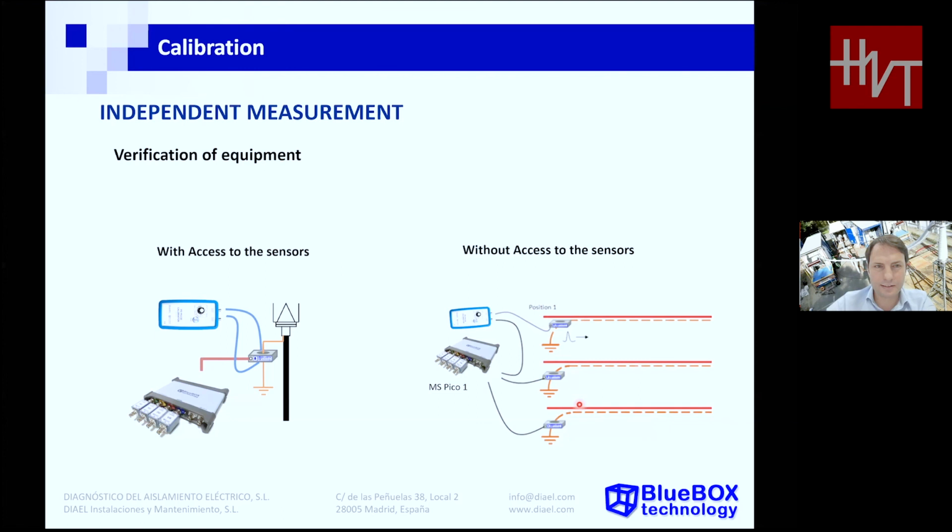This is very similar to what we can do with ultra high frequency antennas inside the compartment of the GIS. We need to inject a calibration signal with one antenna, and we will measure the signal reaching the other sensors. Okay, this is very similar. And this is what we call a verification, not a calibration.